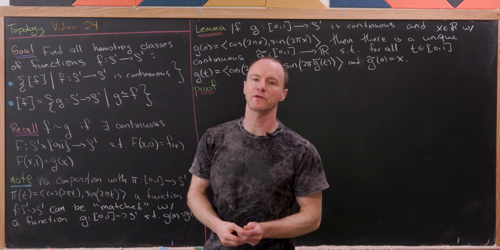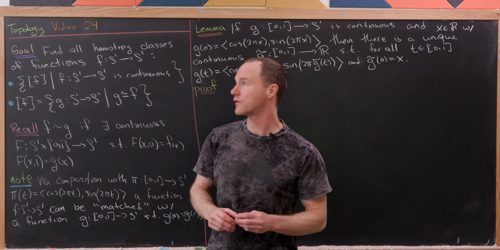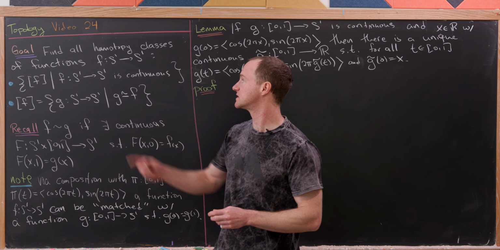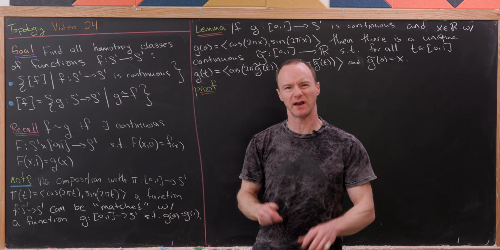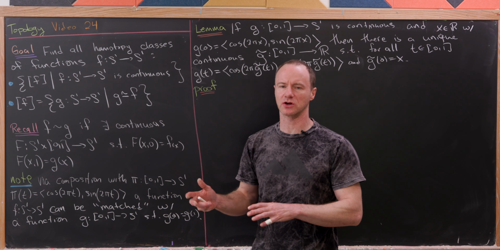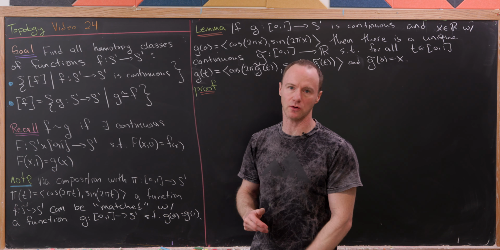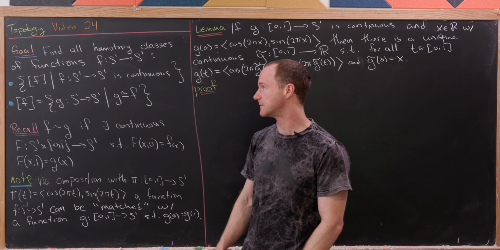This is the 24th video in our series on topology, and our goal today is to find all of the homotopy classes of functions from S1 to S1. And by S1, I mean the unit circle thought of in R2, but it can really also be thought of as a topological space in its own right, as we have done previously.